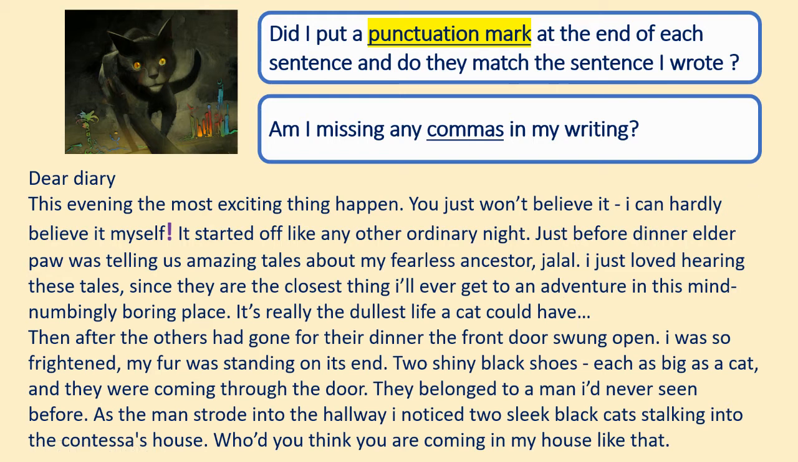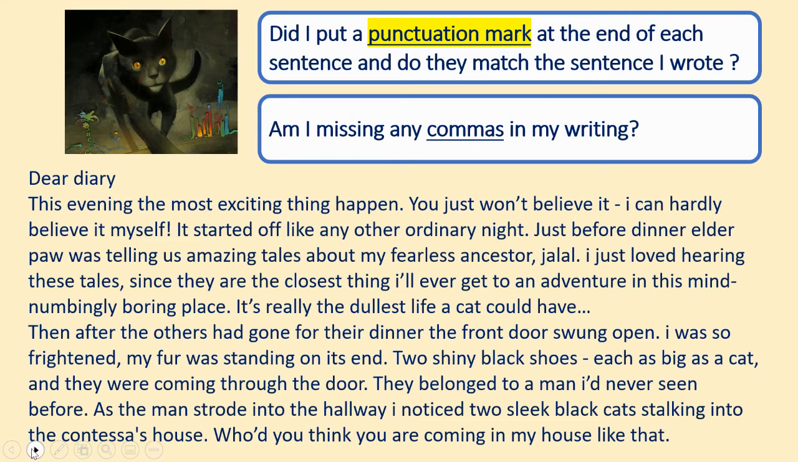And there is another missing punctuation mark. I want you to have a look at the end of my sentence here with me. So where are we? Here we go. So have a look. I've got a full stop here, and that isn't the right punctuation mark. It doesn't match the sentence I wrote.